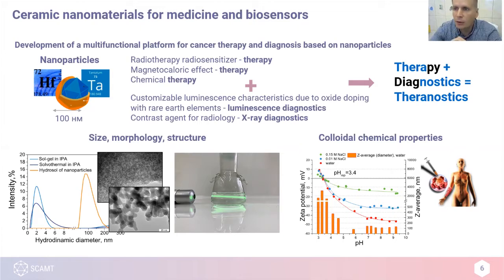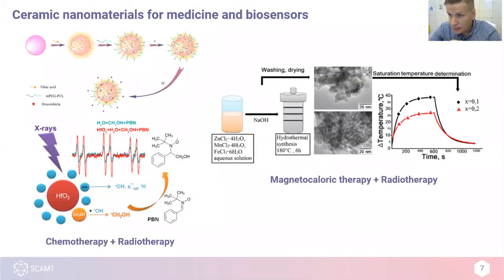Second theme is about ceramic nanomaterials. We're using metal oxide nanoparticles for development of multifunctional platforms for cancer therapy and diagnostics. And we're using different types of therapy, for example, radiotherapy, magnetic therapy, and chemical therapy. And next slide. And we try combined different treatments, for example, chemotherapy and radiotherapy, and magnetic electric therapy and radiotherapy.